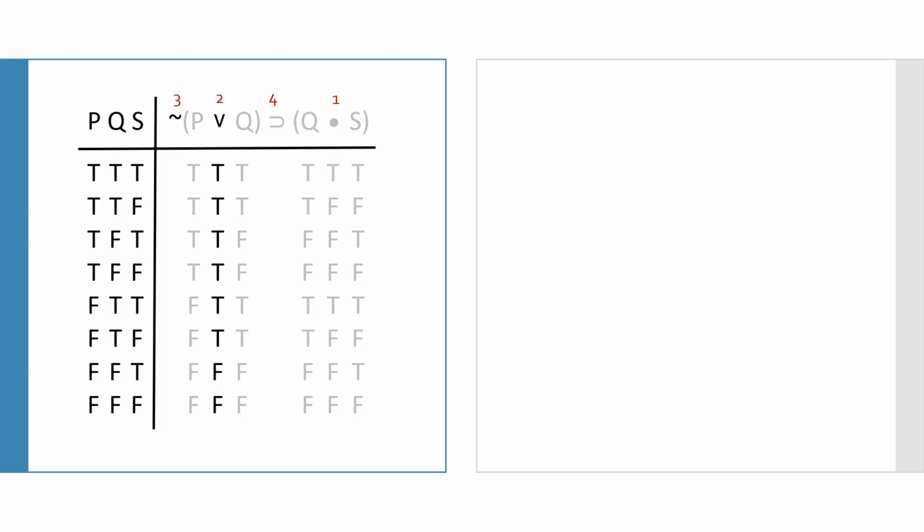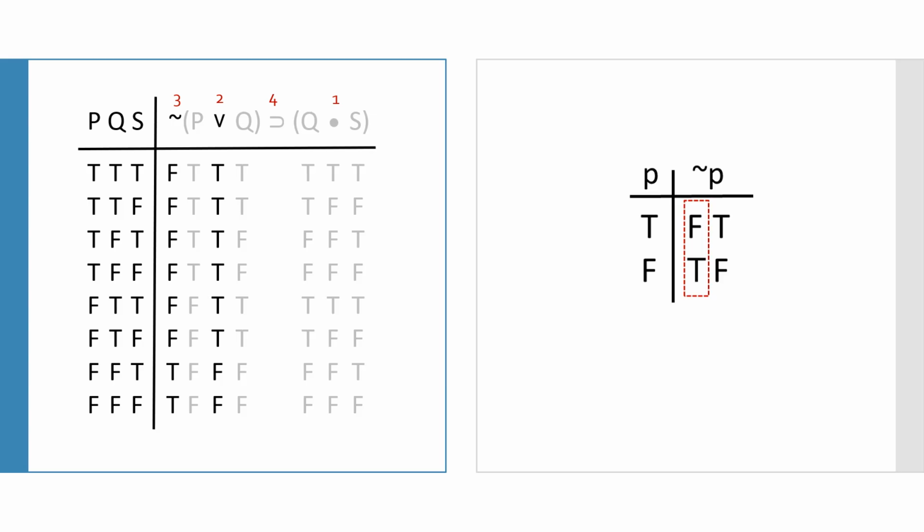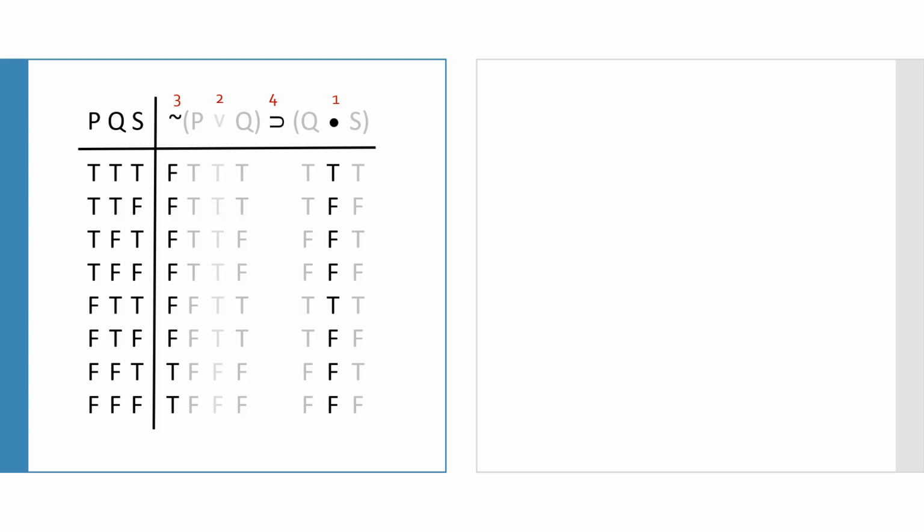And of course, negations are really simple. With the negation, all you want to do is take the truth value of that term and swap it to the other side. If it's true, it becomes false. If it's false, it becomes true. And so now everything is false except for the bottom 2.